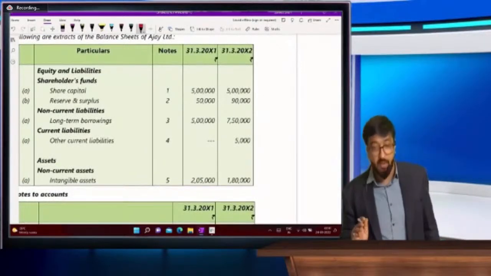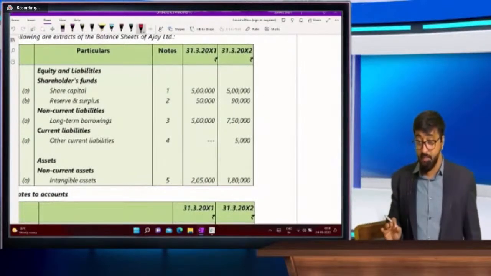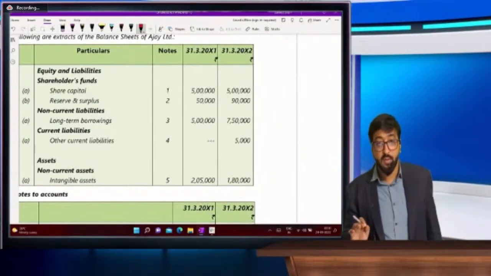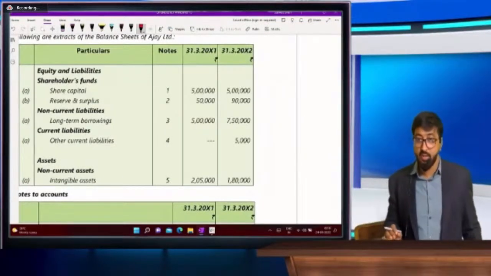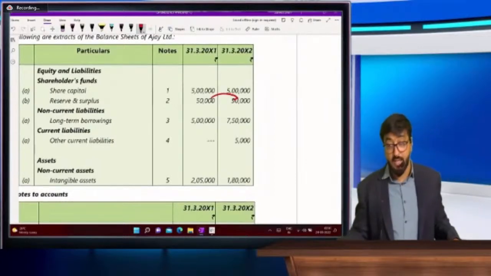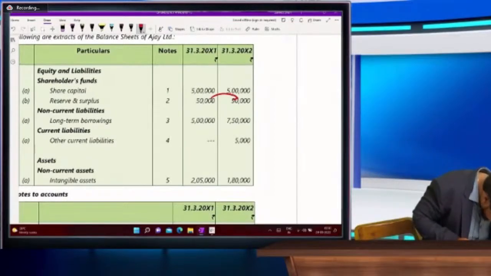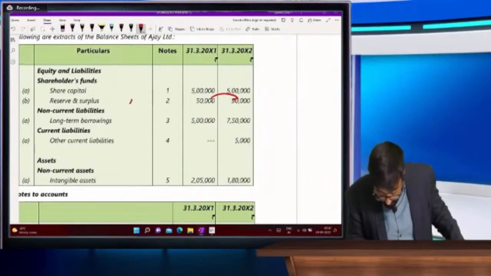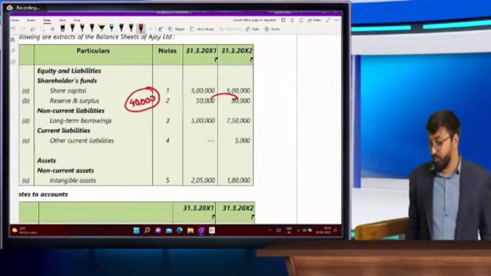चलो, सो टेल मी, शेयर कैपिटल 5 lakhs का 5 lakhs है, इंपॉर्टेंट कॉन्सेप्ट। What about reserves and surplus? Reserves and surplus from 50, you are moving to 90. So you are adding reserves and surplus by rupees 40,000. You are increasing your reserves and surplus by 40,000.